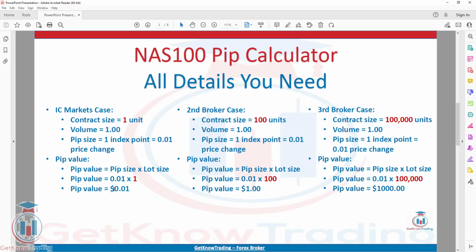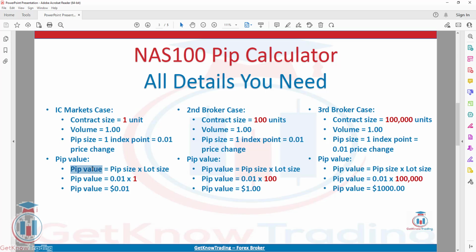Then here, for example, are 3 different brokers that define the contract size with a different number of units. So for example, in case of IC Markets, the contract size is 1 unit. The second broker uses 100 units, and the third broker uses 100,000 units. The volume, the index point, and the Pip size are the same because I have left them for easier calculation. So for example, for the Pip value, when you calculate for IC Markets, here is the formula.